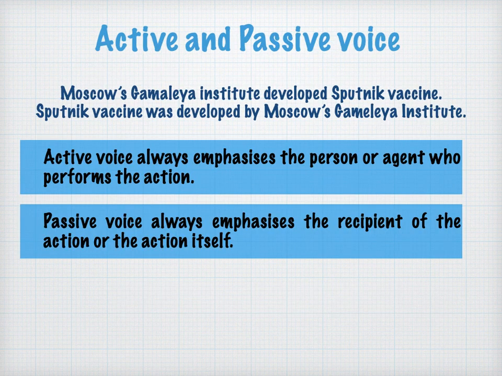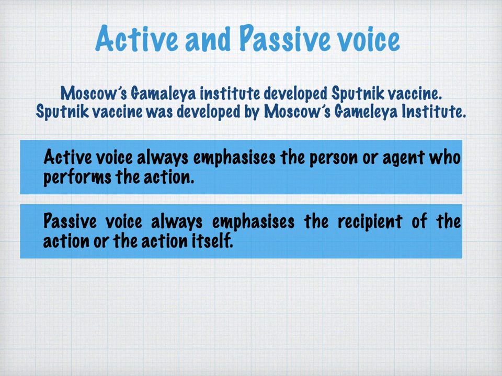Now we move on to the next one: active and passive voice. Let's start with the example of a sentence. Moscow's Gamaleya Institute developed Sputnik vaccine. Now, Sputnik vaccine was developed by Moscow's Gamaleya Institute. So it has been put in the reverse way.